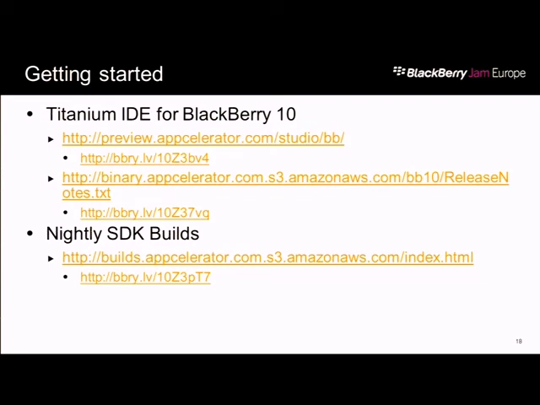If you're a little bit more anxious and want to get a handle on the APIs as they become available, you can also download the nightly SDK builds. So if you're already an Appcelerator developer and already downloading the head rev of the nightly builds, that will include the BlackBerry SDK support as well.